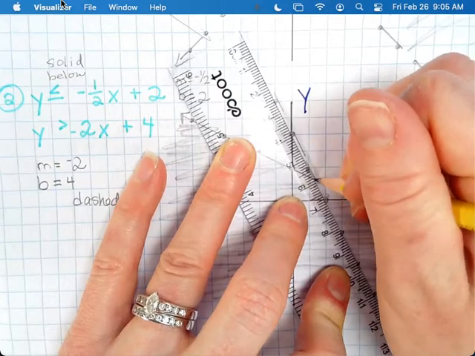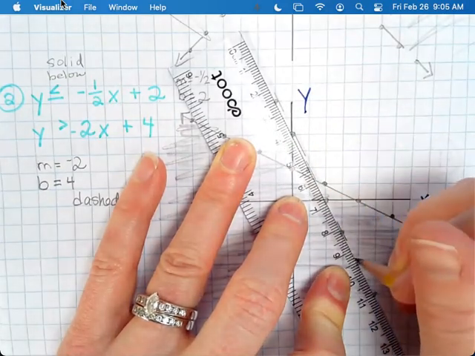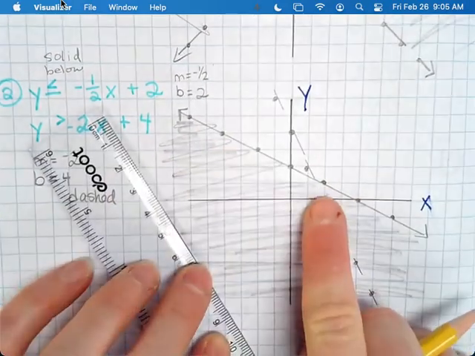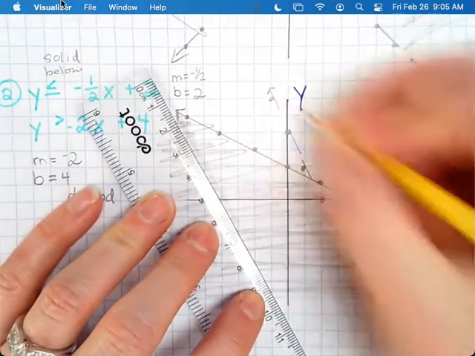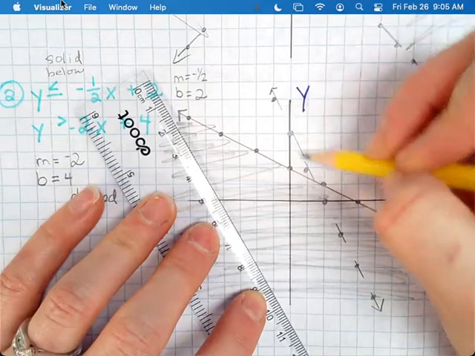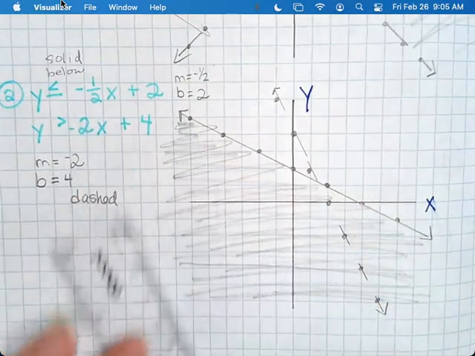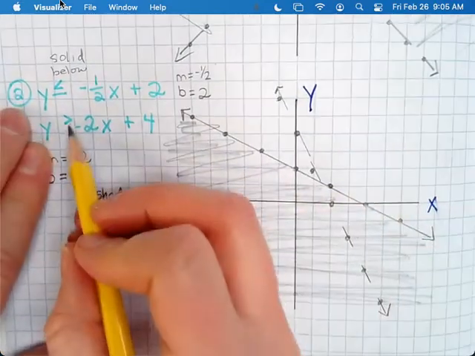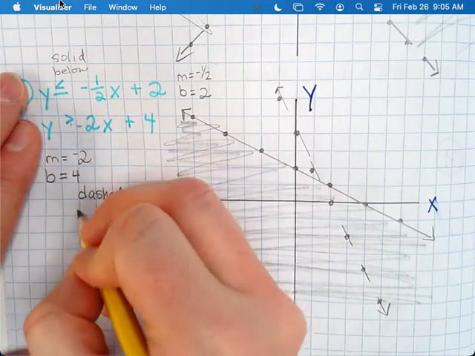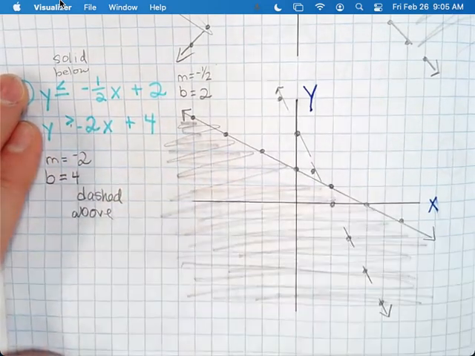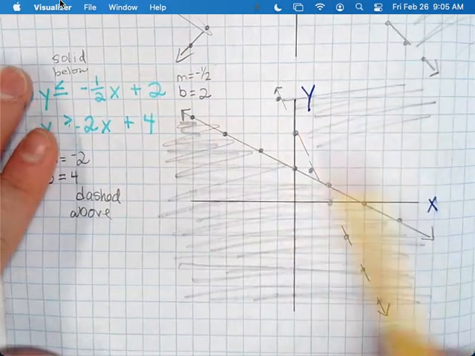Be careful, don't get confused by the dots that are really close to each other. You could almost get caught up with that one, but it's not that one. So make sure you follow. I kind of got off a little bit. Okay, and then which way are we going to shade? Up. Above. So more to the right.